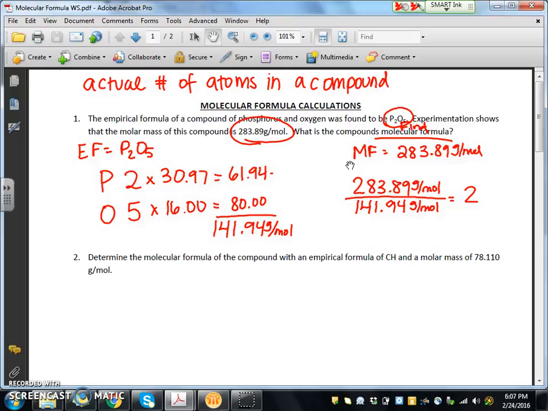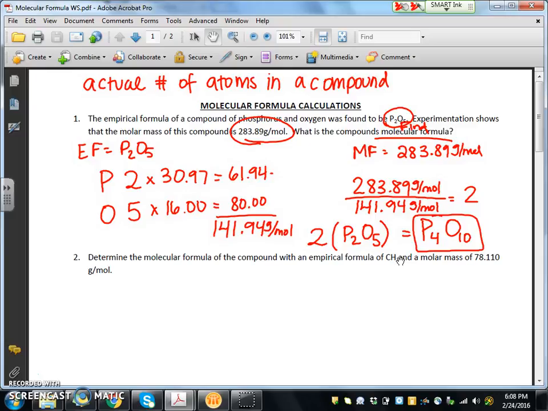So that tells me I have 2 of my empirical formulas that make up my molecular formula. So the way I would write my molecular formula, now that I know this, is I will take the number 2 and I will multiply it by my empirical formula. And when I do this, I multiply the number 2, which we pulled from the number of empirical formulas in my molecular formula, by each subscript. So 2 times 2 will give me 4 phosphorus atoms, and 2 times 5 will give me 10 oxygen atoms. And that will be my molecular formula, P4O10.